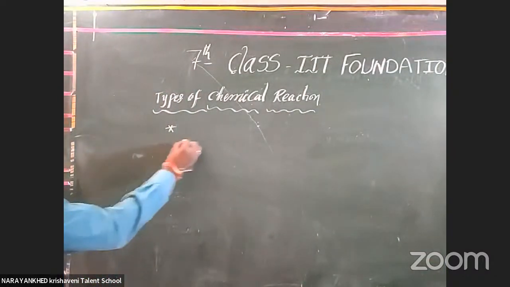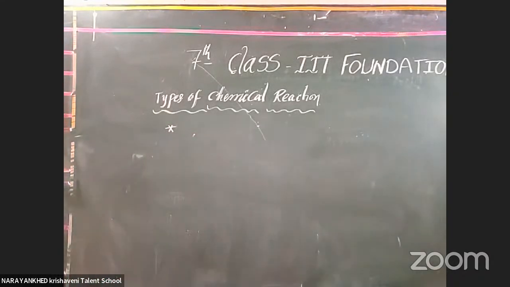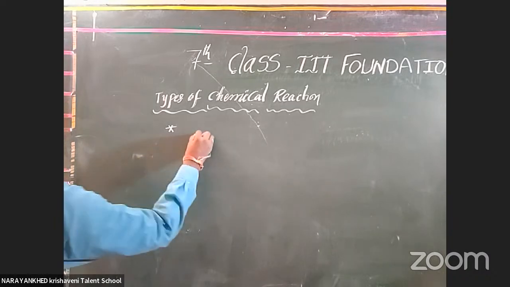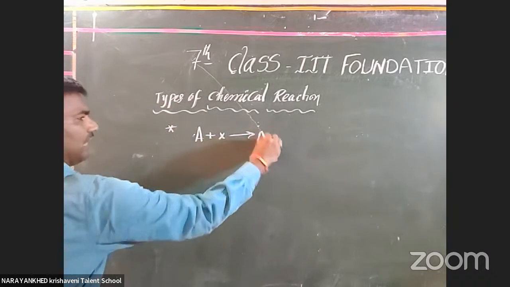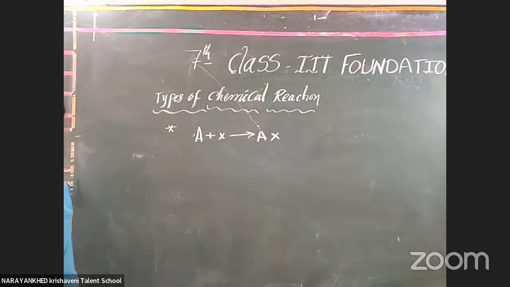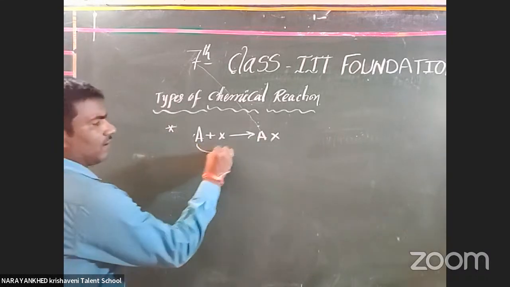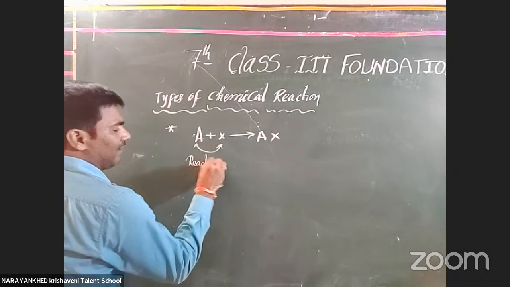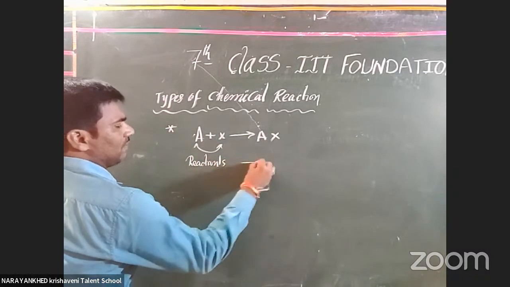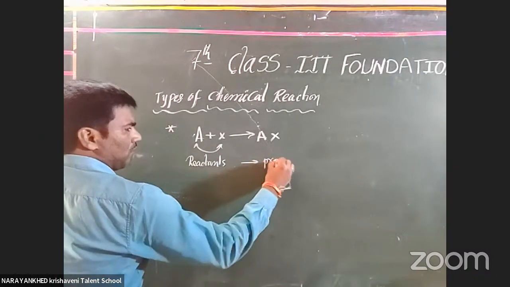Suppose I take this general form of a chemical reaction: A plus X gives rise to AX. This is one of the chemical reactions we are taking. These are called reactants. These are called reactants. This is given as the product.